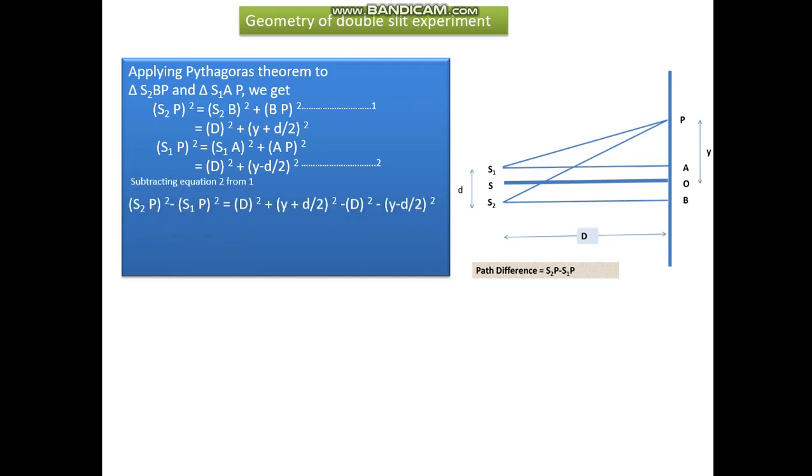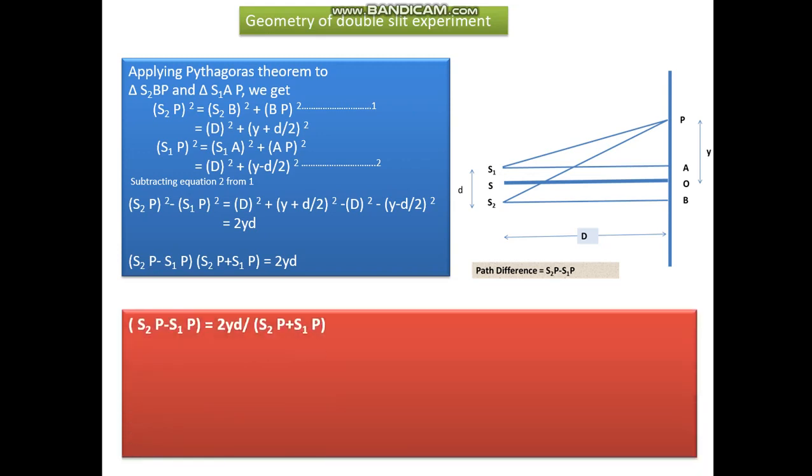Subtracting equation 2 from 1, S2P squared minus S1P squared is equal to D squared plus (y plus d/2) whole squared minus D squared minus (y minus d/2) whole squared. We get it as 2yd. So (S2P minus S1P) into (S2P plus S1P), we apply the identity A squared minus B squared is equal to (A plus B) into (A minus B), that gives 2yd. S2P minus S1P is equal to 2yd upon (S2P plus S1P).